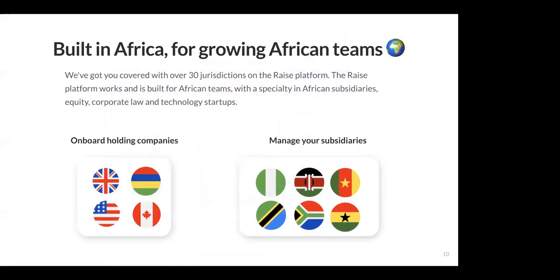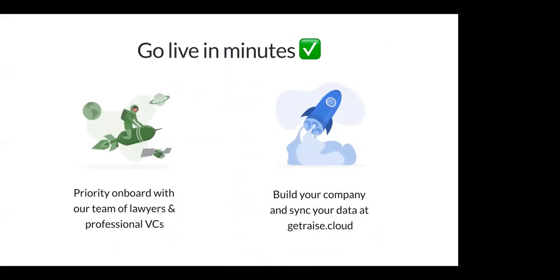So we've built the platform, we've built these workshops, this education specifically for companies that are building technology or products or businesses for the African continent and African diaspora.